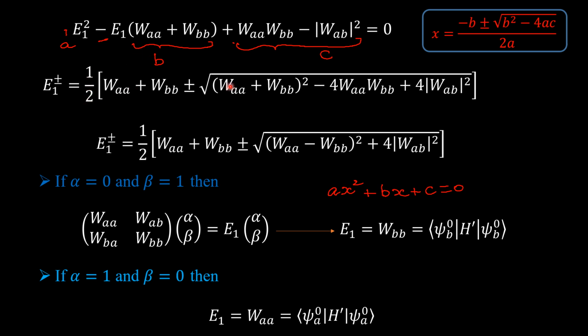1 over 2 minus p, already there is a negative sign here, so this will become positive. W_AA plus W_PP plus or minus square root of p squared. P squared is this square. Minus square will become plus. So this will be W_AA plus W_PP whole square. Then minus 4ac, and a is 1, so simply it's minus 4c. So c is this one. Then minus 4 W_AA W_PP, because it's minus 4ac, then this minus of minus will become plus. So plus 4 modulus W_AP squared. Then you can simplify these two terms.